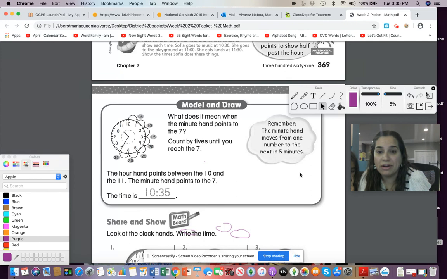But parents, please send me pictures of the students' work. So like take a picture of the actual work that they're doing and send it to me. I would love to see how they're telling time.